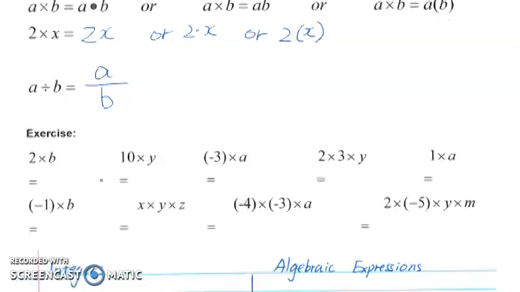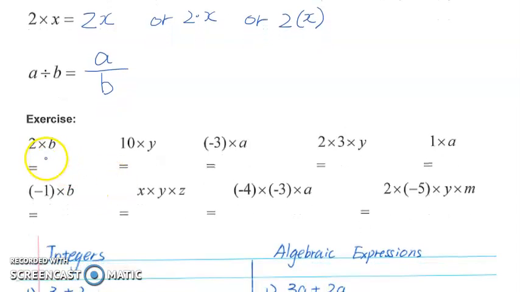Now let's have a look at some questions just quickly. 2 times b is the same as 2b. 10 times y is the same as 10y. Negative 3 times a, we can simply write as negative 3a. 2 times 3 times y: remember in multiplication we can multiply numbers together, so that will be 6y.